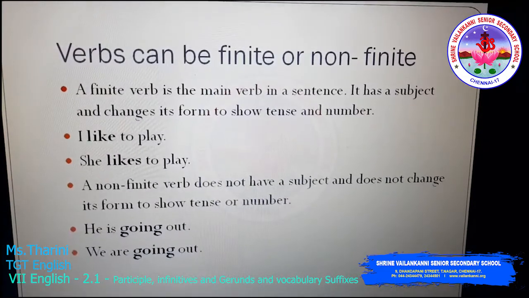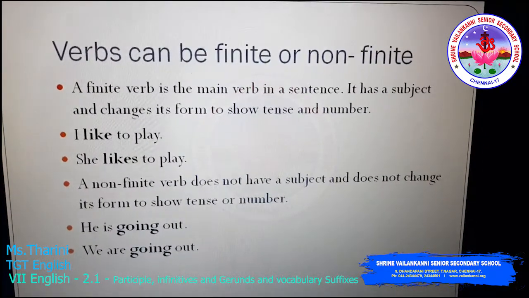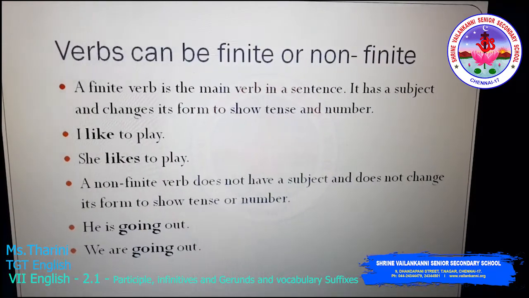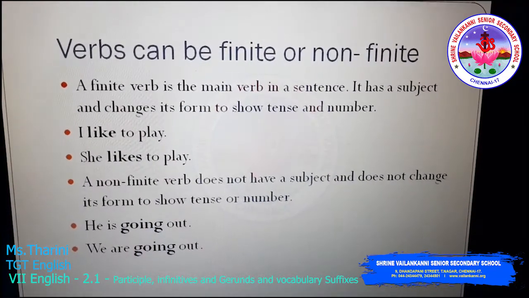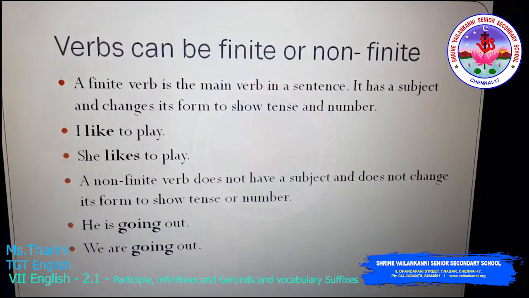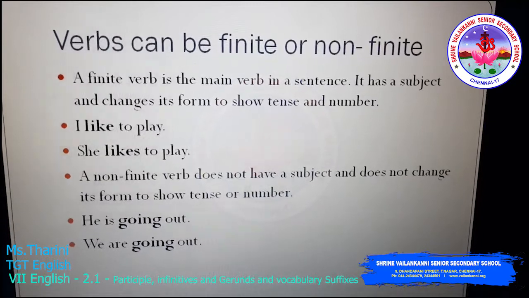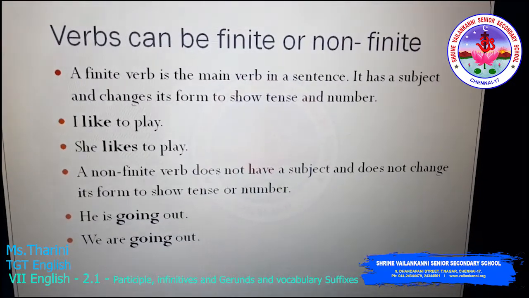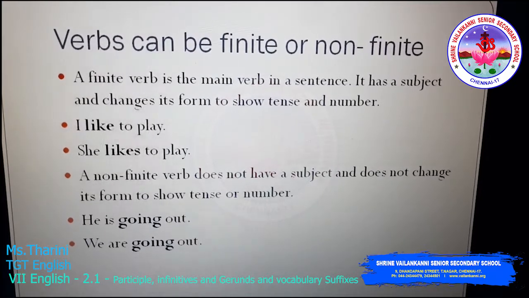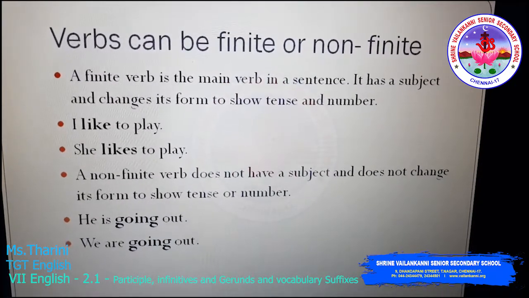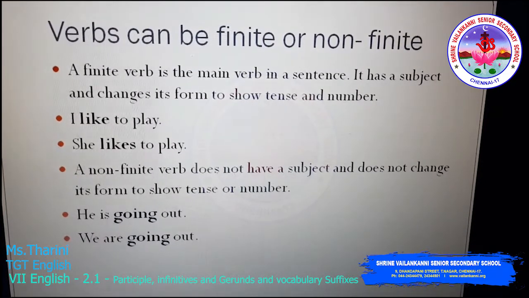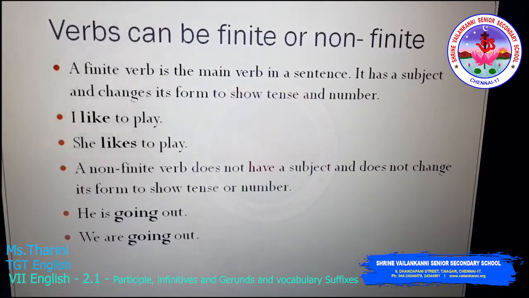Verbs can be finite or non-finite. A finite verb is like the main verb in a sentence. It has a subject and changes its form to show tense or number. I like to play. She likes to play. So you can see that it can change its form from like to likes. Okay? A non-finite verb does not have a subject and does not change its form to show tense or number. It cannot change its form.